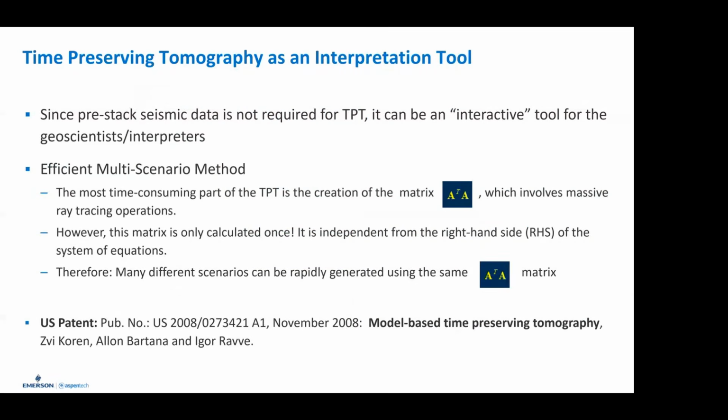As Zvi has mentioned beforehand, what is the most compute intensive is really to compute the ATA matrix. And this we compute only once. After we compute this matrix once, we can then solve it only once, even if we have tens or hundreds of scenarios. So if we want to test different velocity updates for certain maps, for example, with different constraints, let's say minus 10% to plus 10%, we solve it only once.